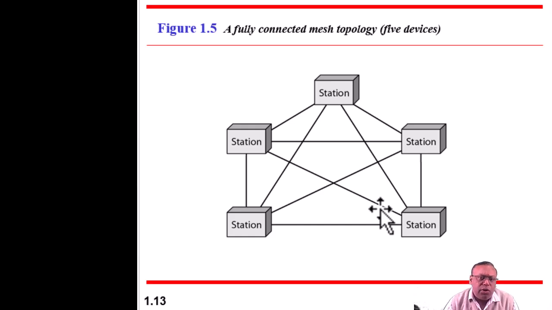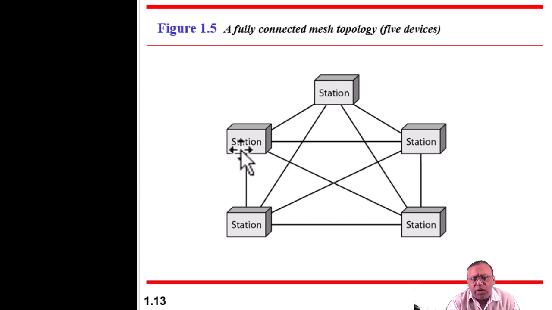It means you want to lay down a structure based on the mesh topology and you have n number of devices. So how many wires do you need? I need n into n minus 1 by 2 cables for connection between every device. So if I have 5 systems here, as per the slide, I need 5 into 5 minus 1 divided by 2. It means a total of 10 cables I need.